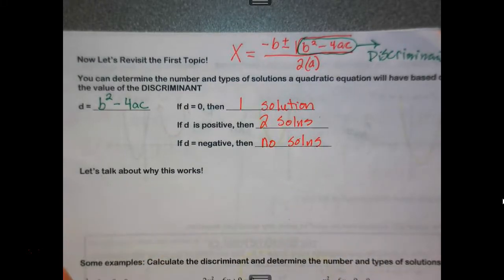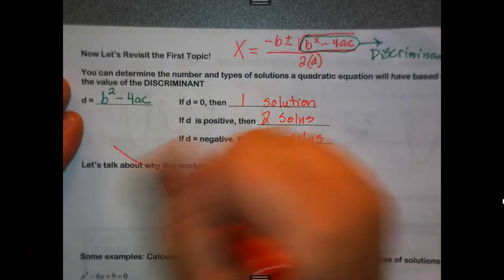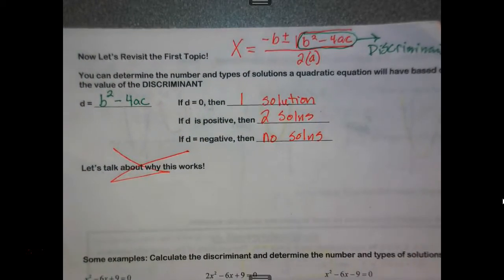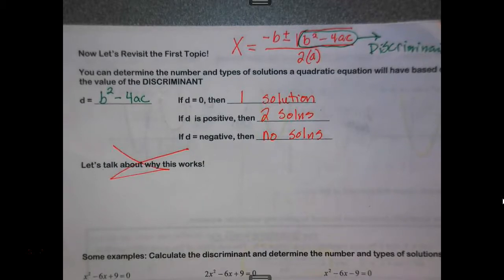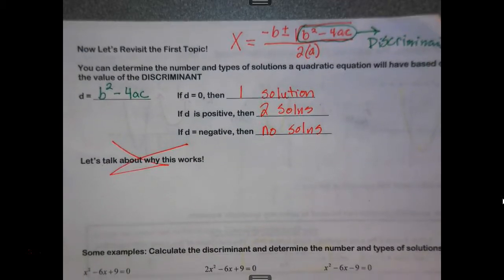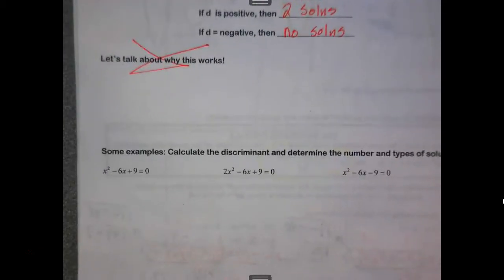Now, we could talk about why this works. I could actually prove it, which would take me about an hour. No, maybe not that long. But I don't think you guys really care about this, do you? So I'm not going to talk about it any further. Just remember, if D is 0, you have one solution. If D is positive, you have 2. If it's negative, no solutions. So let's check it out.